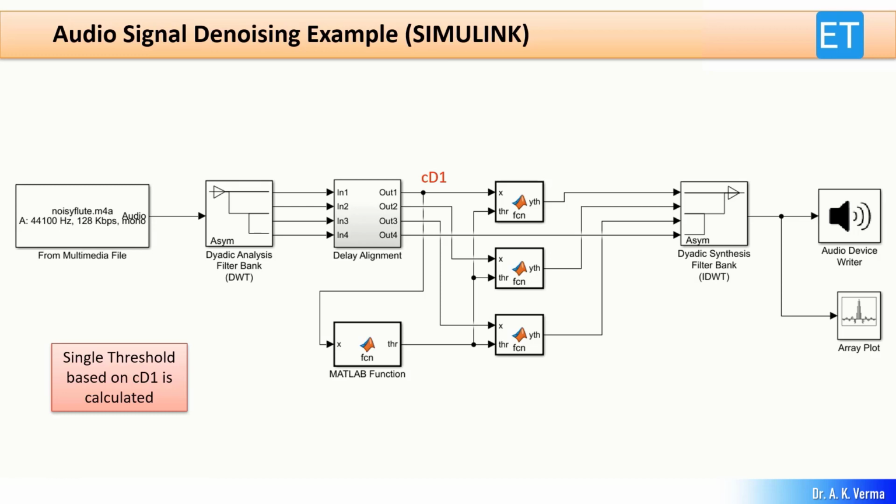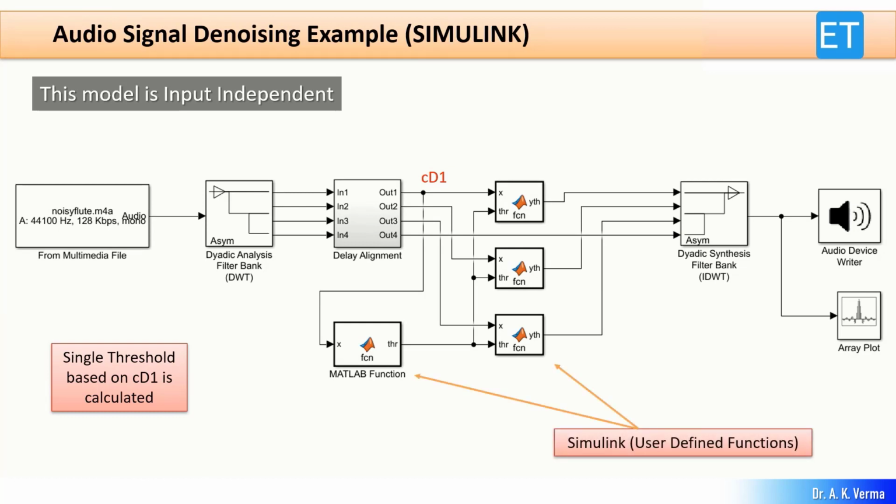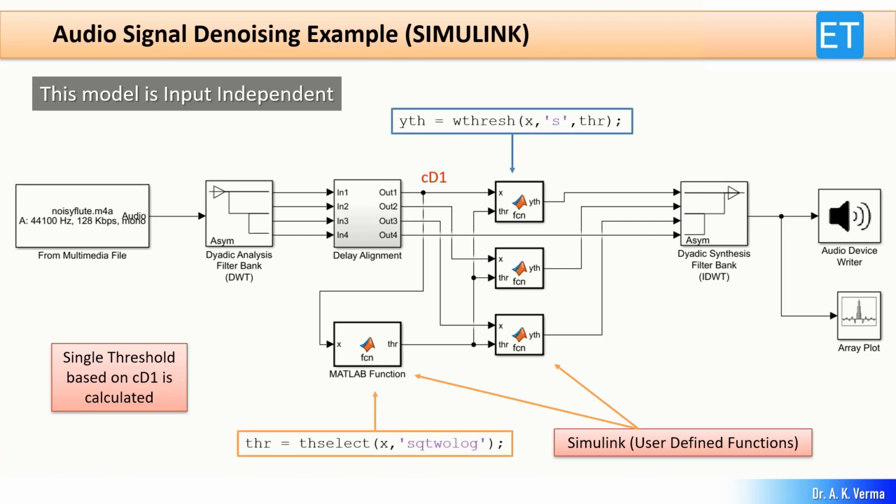This model will automatically find all the threshold values depending on the input, and then automatically threshold those detail coefficients. So what I have used here are these Simulink user defined function blocks. You can write your own code inside these blocks. It is simple, I will show you that in Simulink. And I have written these two functions.